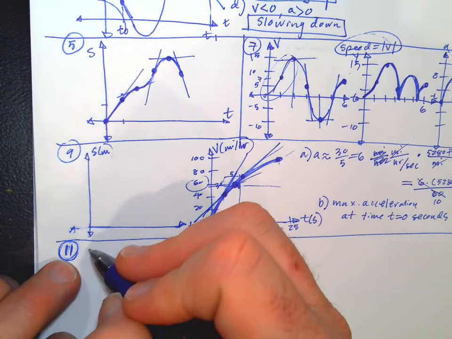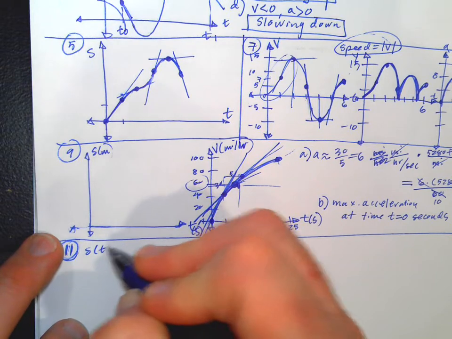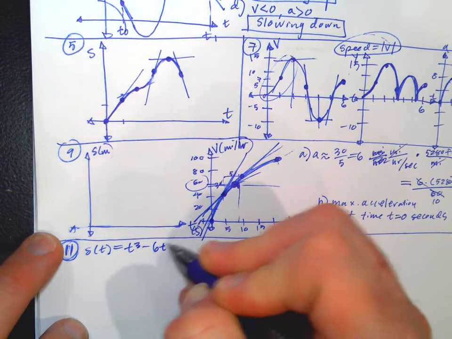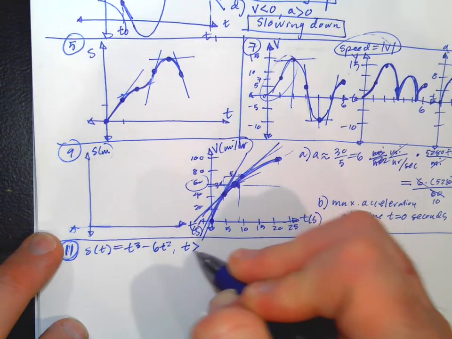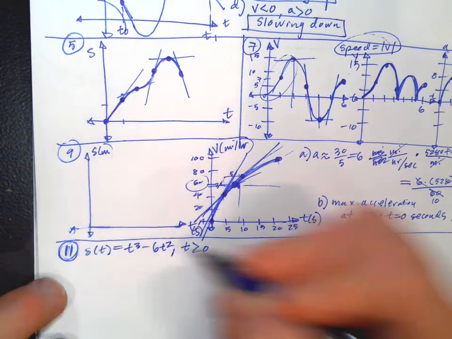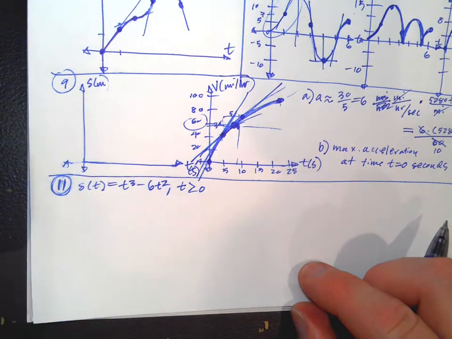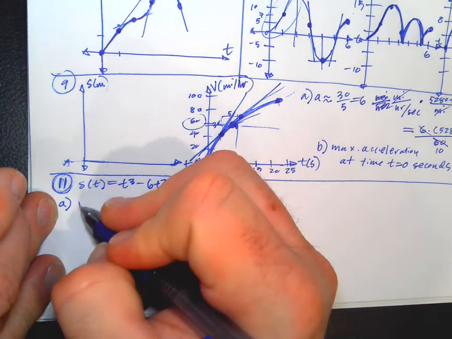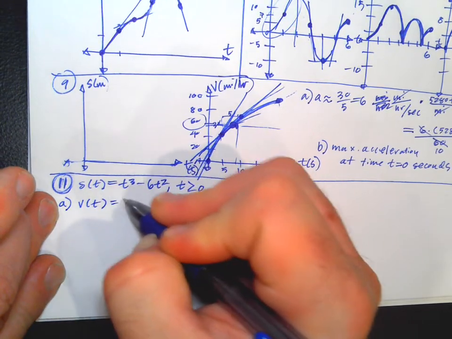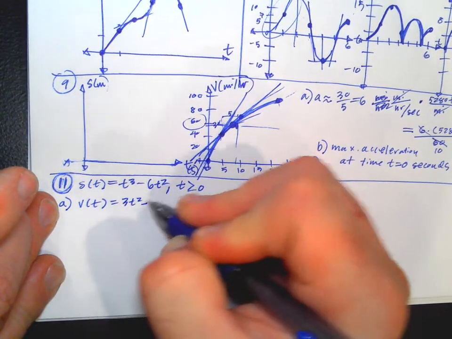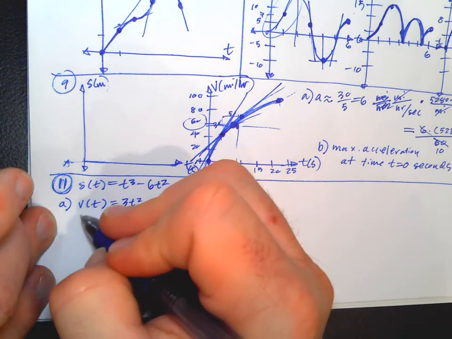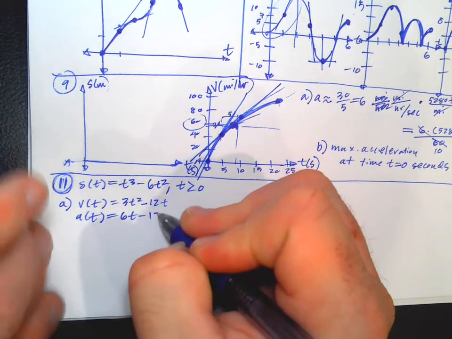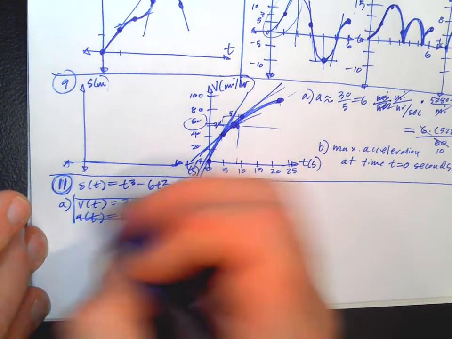So they give you the function, and of course tell you that time can't be negative, which we should probably just assume. So for A, we want the velocity and acceleration functions. Velocity is just the derivative of this, 3t squared minus 12t, and acceleration is the derivative of that, which is 6t minus 12. So that's pretty easy.